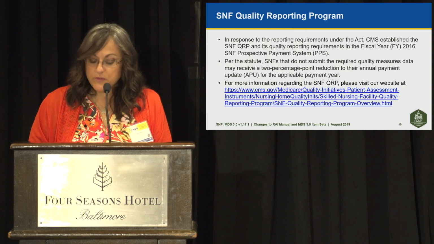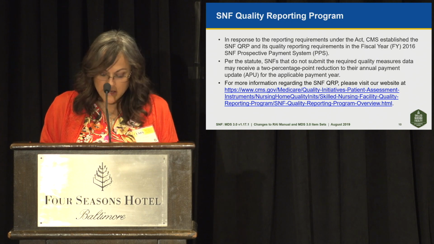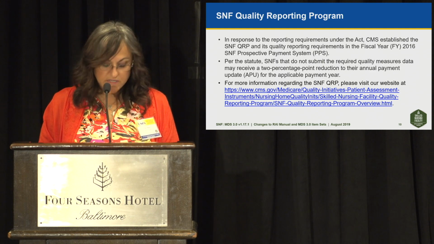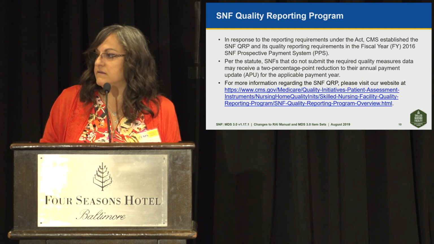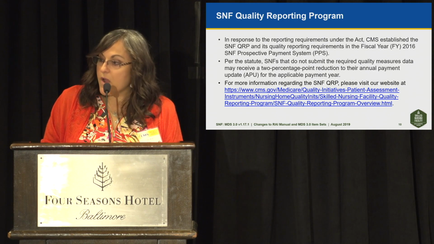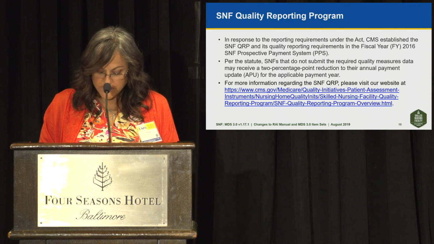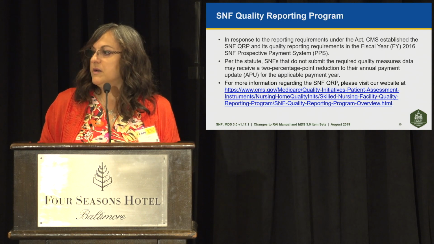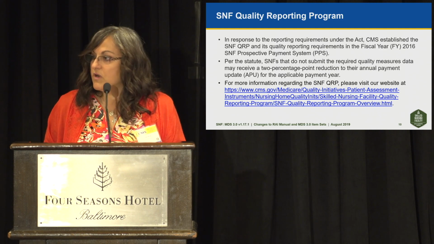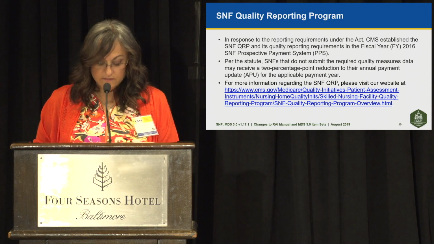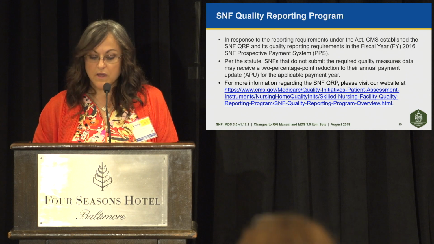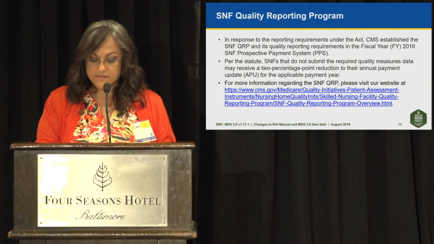So the relationship between the Impact Act data collected for SNF QRP is that there are reporting requirements in the Act which established the SNF QRP in the fiscal year 2016 SNF PPS rule. Per that statute, SNFs that don't submit the required quality measure data may receive a 2 percentage point reduction to the annual payment update, or APU, for that particular payment year. For more information regarding the SNF QRP, you can always visit the SNF QRP website, for which the URL has been provided on this slide, and we'll also have Robin actually show how to navigate that system.